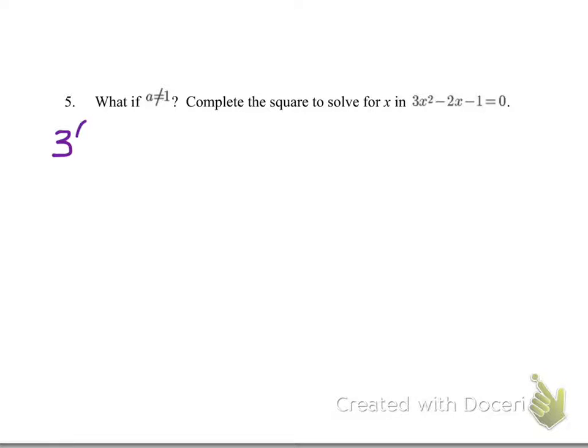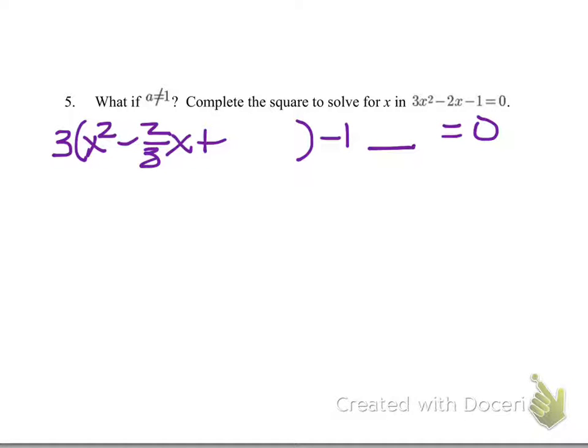I'm going to factor out 3 so that I get x squared minus 2/3 x plus, I don't know, minus 1. Probably going to have to do something out here. I don't know, equals 0. Okay? So I let the minus 1 just kind of hang out there, and it's going to figure something out.